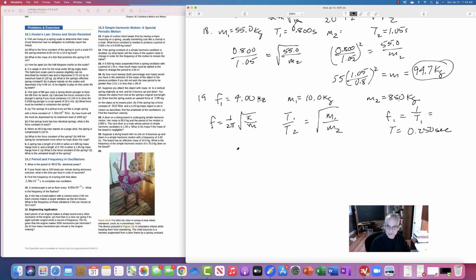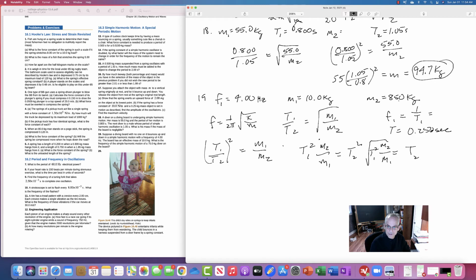But in this case, you're going to have T2. Well, so let's square both sides. So you have T1 over T2 squared is equal to M1 over M2. And you multiply T2 over here, and then move this over here. So you got T1 squared times M2 over M1 is equal to T2 squared. So T2 is going to equal the square root of that, the square root of T1 squared times M2 over M1.